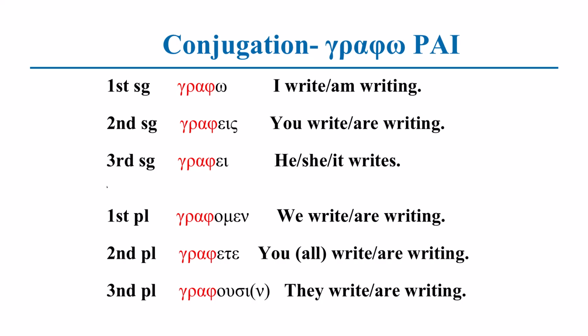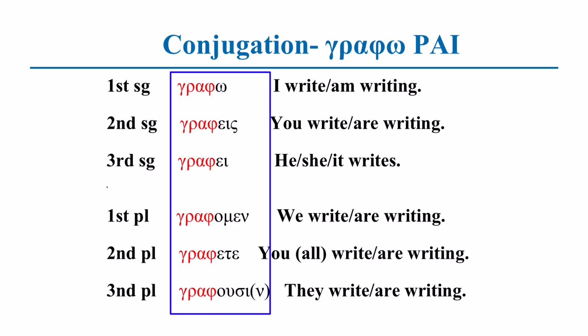Step number 3 is to add the correct personal endings to the stem. For example, if they want you to conjugate the word grapho in the present active indicative, it means that you're going to use the paradigm that I was sharing: o, eis, ei, omen, ete, ousin. Those are the endings that you'll be adding to the stem. Remember, you're going to maintain the stem, but keep adding different endings, both in the singular and in the plural.